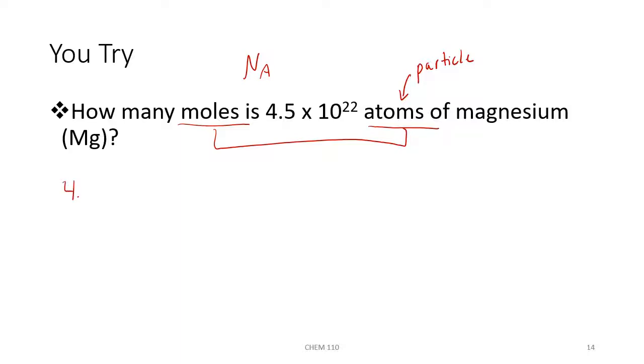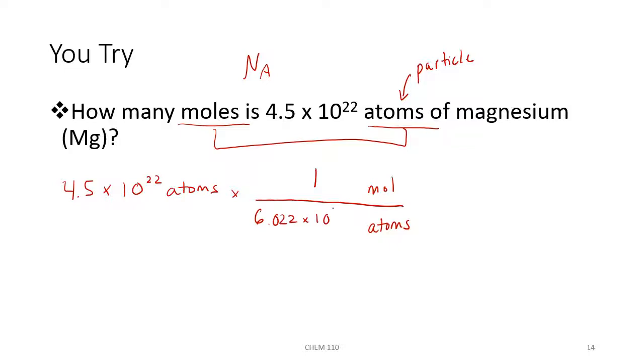We're going to start with 4.5 times 10 to the 22nd atoms. And when we convert this time, atoms will have to go in the denominator, mole will have to go in the numerator, and according to Avogadro's number, 1 mole is 6.022 times 10 to the 23rd atoms. Our atoms will cancel and we'll be left in units of moles. And we should get 0.075 mole of magnesium.